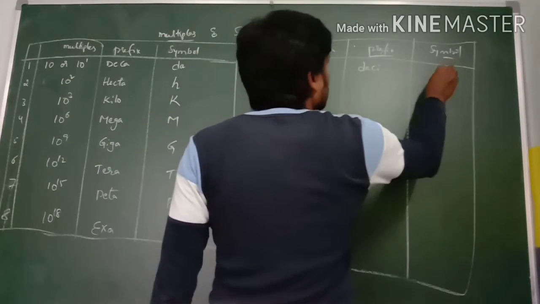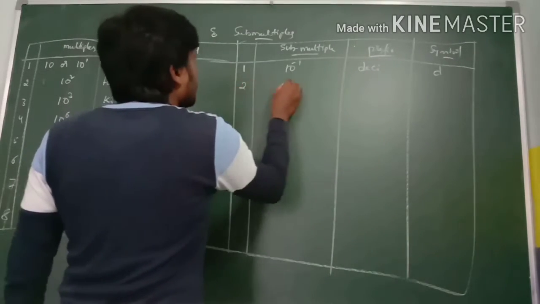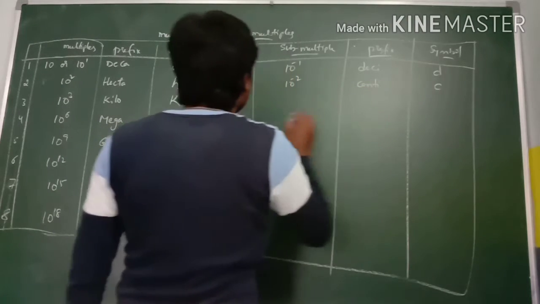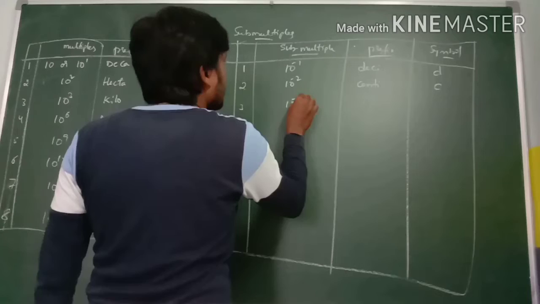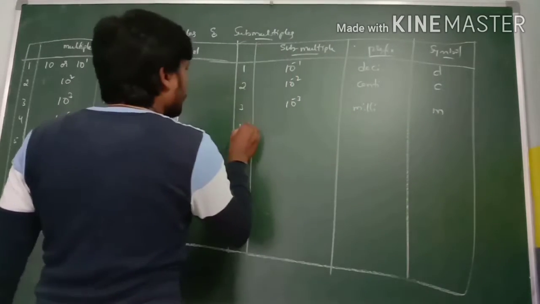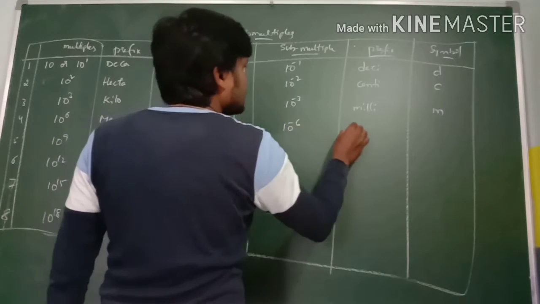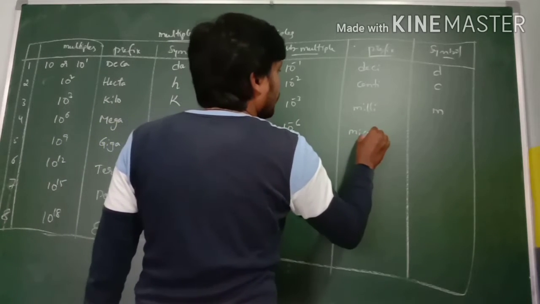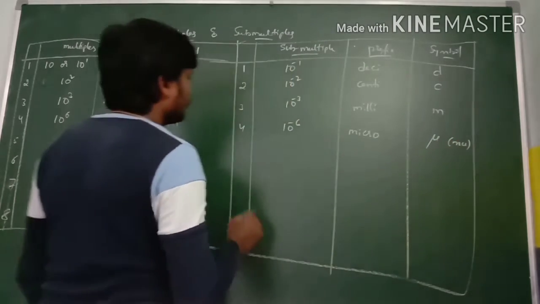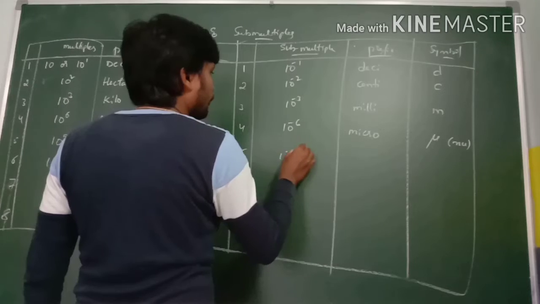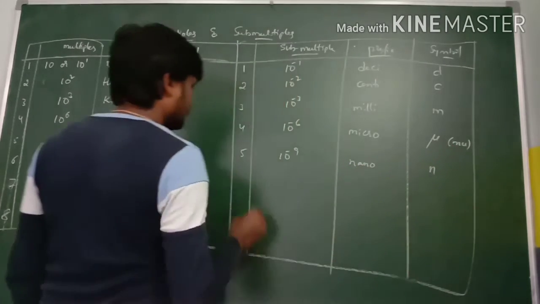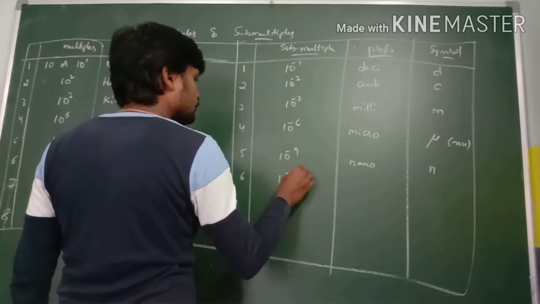Deci, small d. 10 power minus 2: centi, c. 10 power minus 3: milli, small m. Fourth one, 10 power minus 6: micro, we call it mu. Fifth one, 10 power minus 9: nano, n.